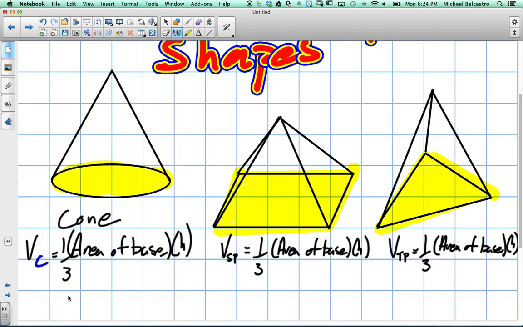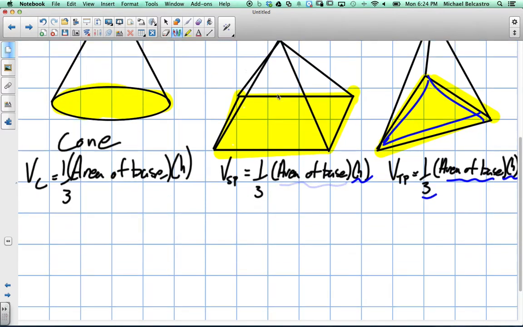Volume of the cone is a third, so you multiply by a third, or divide by 3, which is the same thing, times the area of the base times the height. The volume of this square base pyramid is multiplied by a third, times the area of the base times height. And then area of the base times height times a third is the same for the triangle. So these three are identical.